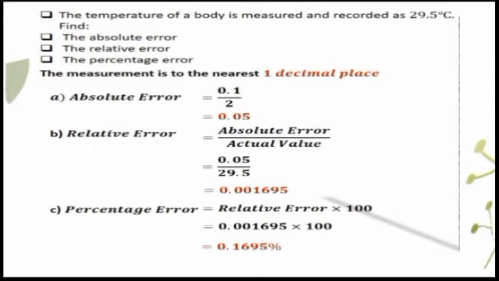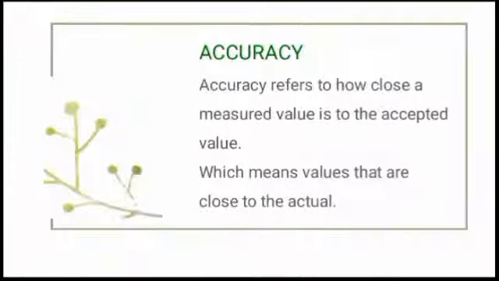To get our relative error, it is simply absolute error over actual value, which is 0.05 over 29.5, giving us a relative error of 0.001695. To get the percentage error, we simply multiply this answer by 100, giving us 0.1695 percentage.